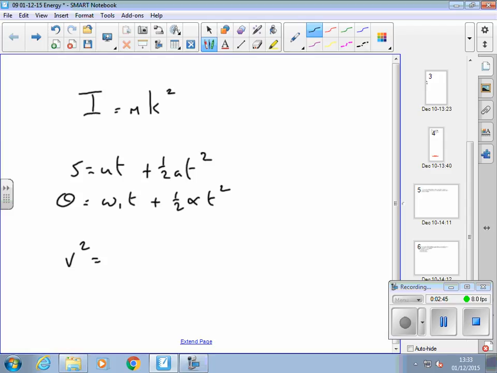That would be v equals u plus at. v squared equals u squared plus 2as. Angular equivalent. Yeah, 2. Theta, yeah, because theta is the angle, so that's the equivalent to distance, to displacement.